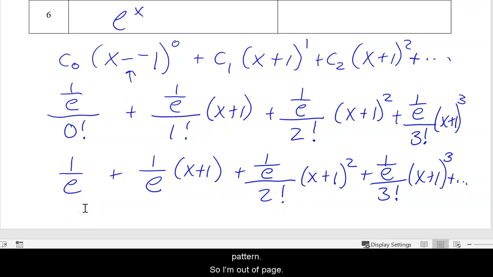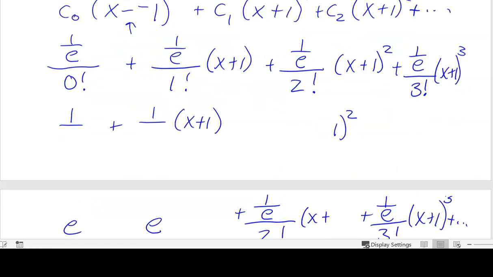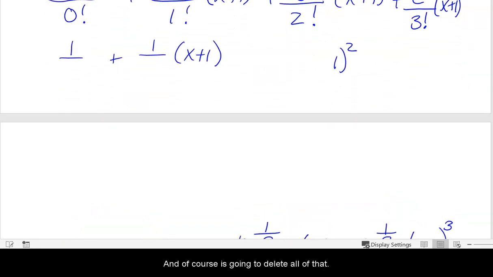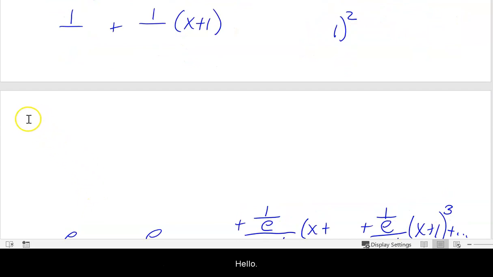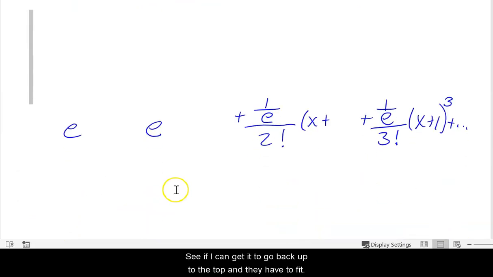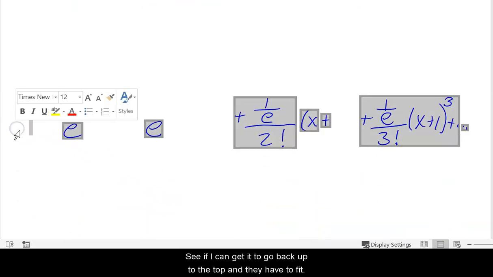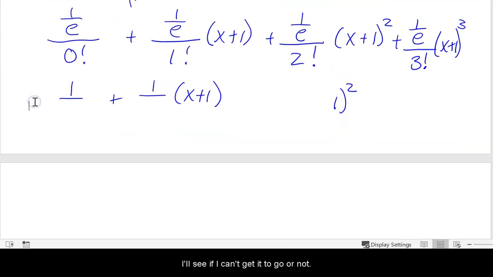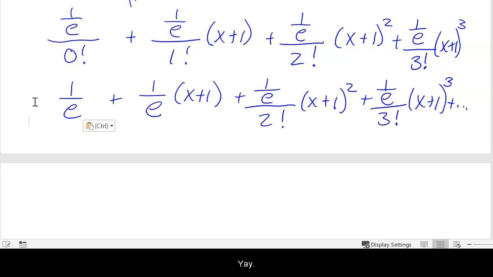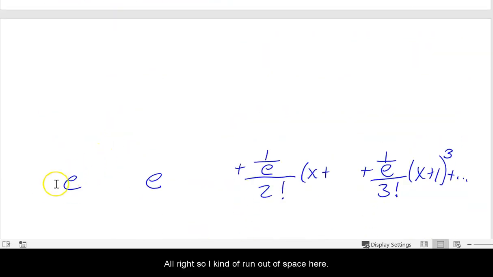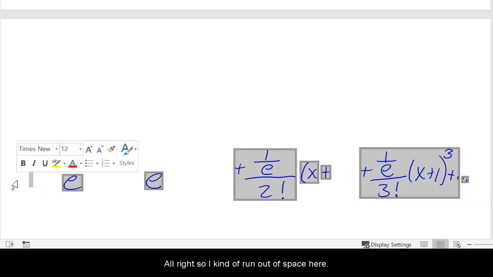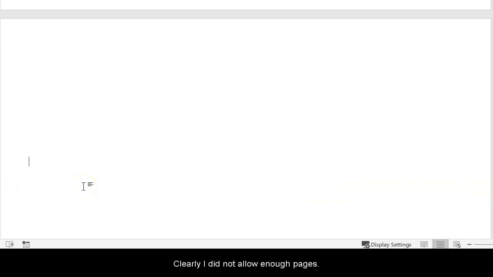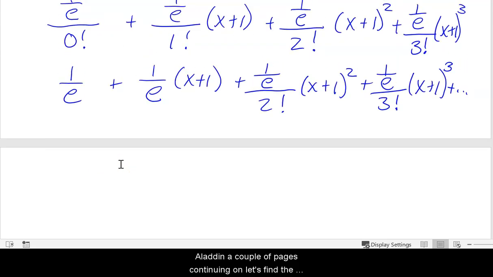Uh-oh, I'm out of page. Yipes! Okay. And of course, it's going to delete all of that. Okay. So let's see if I can get it to go back up to the top. I may have to fix this later. We'll see if I can get it to go or not. Oh, yay. Okay. All right. So I kind of ran out of space here. Clearly, I did not allow enough pages.